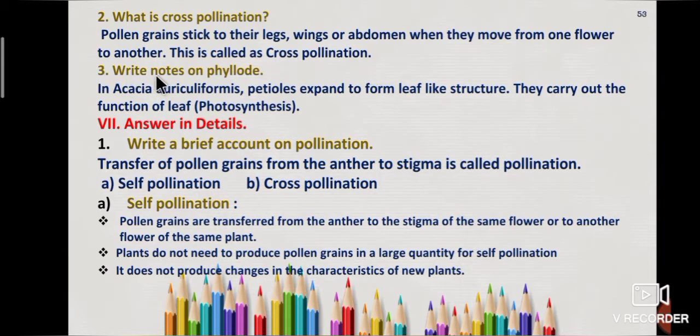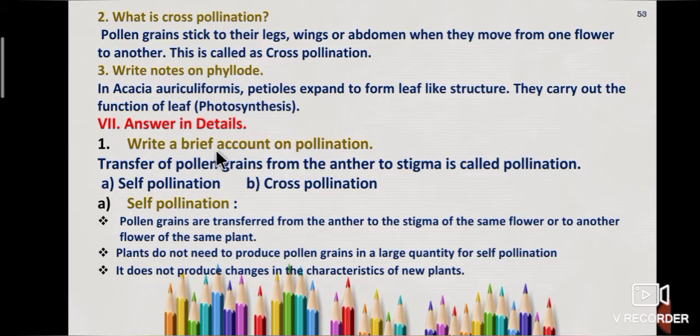Third question, write notes on phyllodes. In Acacia auriculaformis, petioles expand to form leaf-like structures. They carry out the function of a leaf, that is photosynthesis. Seventh Roman letter, answer in detail.